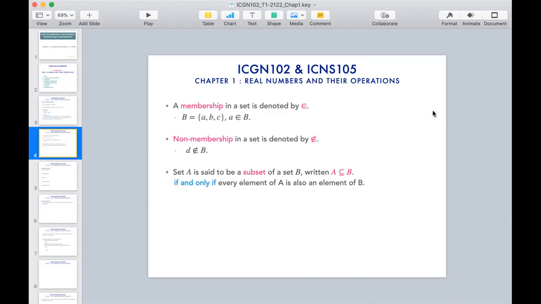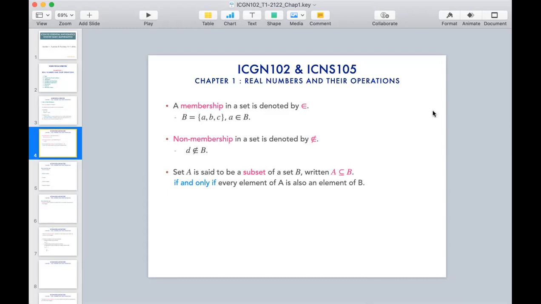Next, if we have A as a set with members b and c, this is also similar to the previous set A, because b and c are members of set B as well. Next, if set A has members a and c, the same thing, A is a subset of set B.